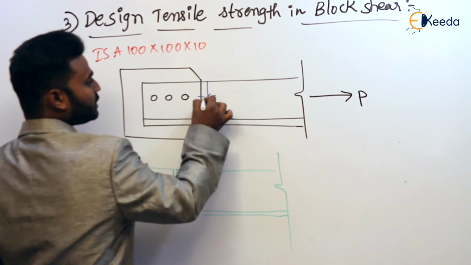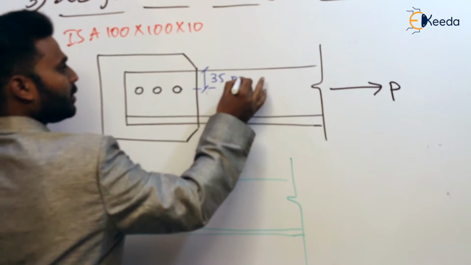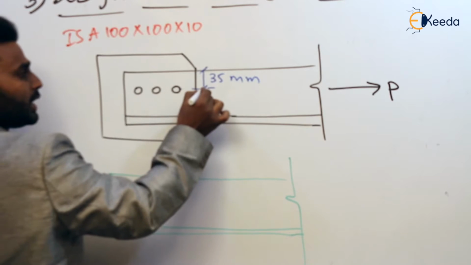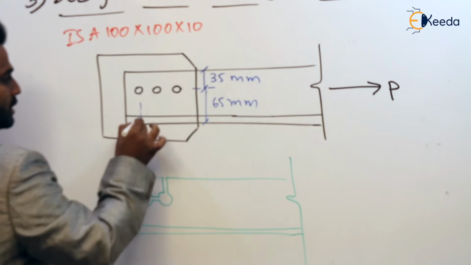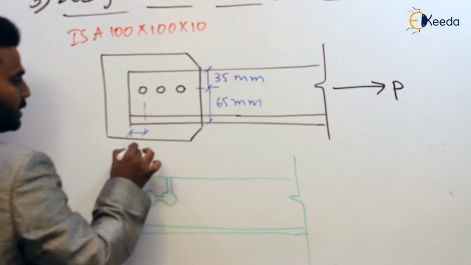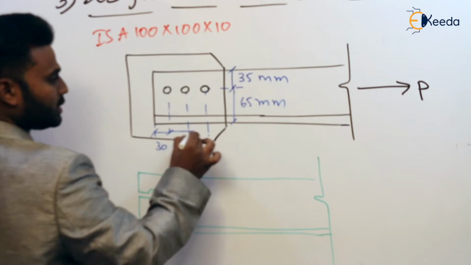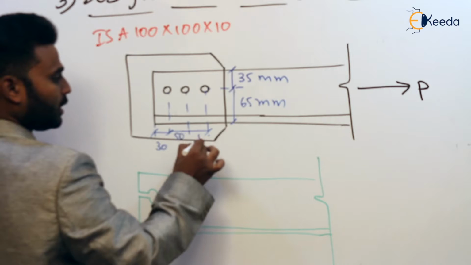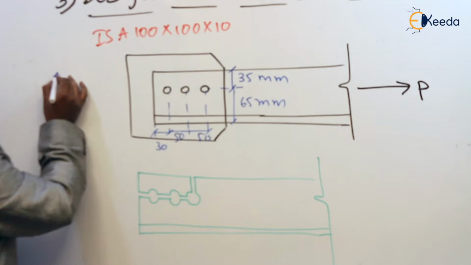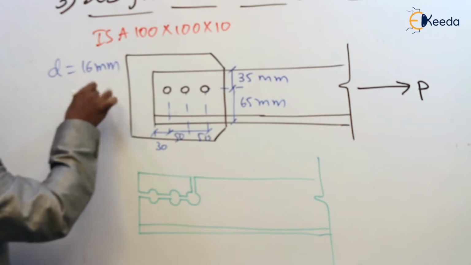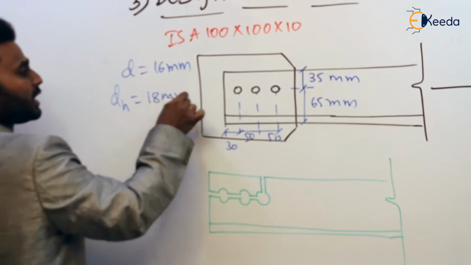So that I will show how to calculate. In the perpendicular direction, this is the edge distance. Take it as 35 mm, and total width is 100, so take the other as 65 mm. And give the pitch also. This is the end distance, take it as 30. This is the pitch, take this as 50 and 50. Is it clear? 30, 50, 50 mm. All are in mm. And the dia of bolt, take it as 16 mm. This is an assumption for the example. Now the dia of the hole is 16 plus 2, 18 mm. These are the given informations.